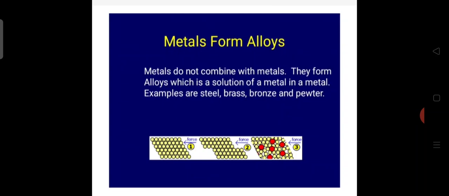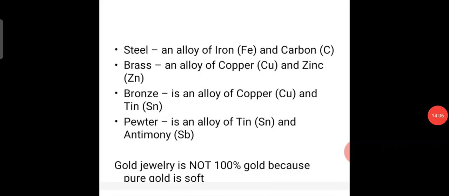Ang nangyayari is para siyang, nandun lang siya sa top ng isa pang metal. Isipin mo nilang parang yung isang metal, pintura, no? Parang pinang-coat, no? Pinang-coat na lang, yun na lang gamitin nating term. Pinang-coat dun sa isa pang metal. Okay? So, ganun yung ibig sabihin yan. Okay, so ito yung mga example ng alloys na nag-undergo ng metallic bond.